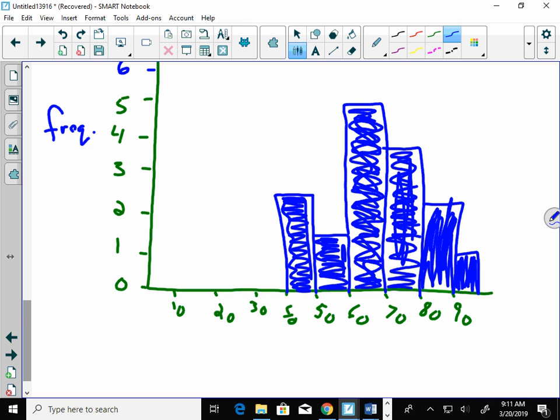Down below, these are students' final marks. They are in percent. You put the unit in brackets. And then you need a title above. Say, Foundation 20 final marks.